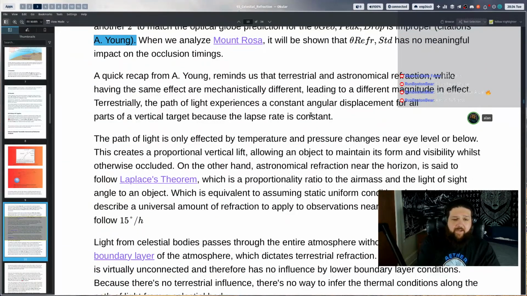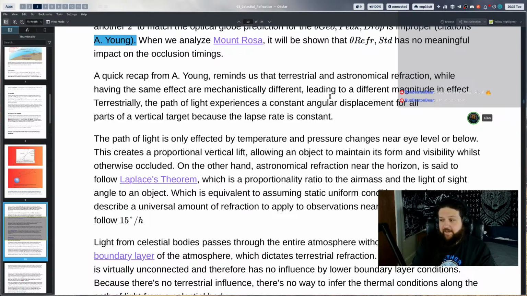A quick recap from Andrew Young reminds us that terrestrial and astronomical refraction, while having the same effect, are mechanistically different, leading to a different magnitude and effect. In terrestrial refraction, the path of light experiences a constant angular displacement for all parts of a vertical target because of a constant lapse rate. So as you increase in altitude above the ground, the temperature is kind of uniform, causing an object to be lifted uniformly.